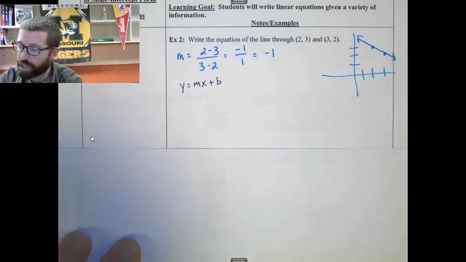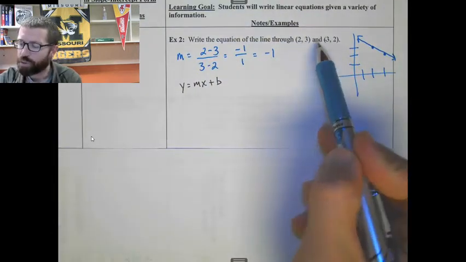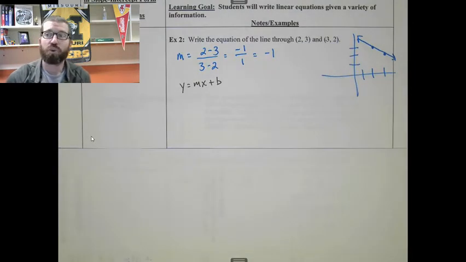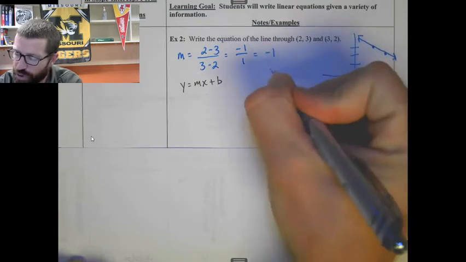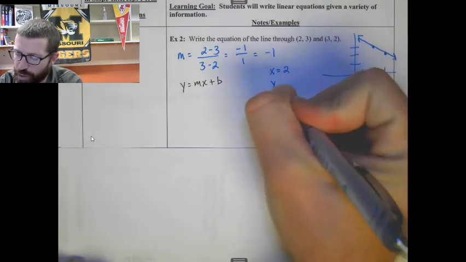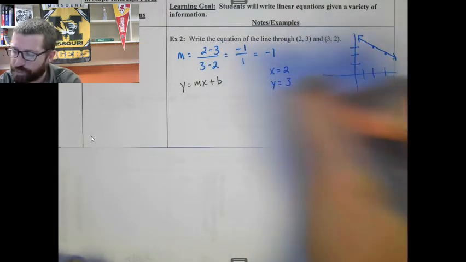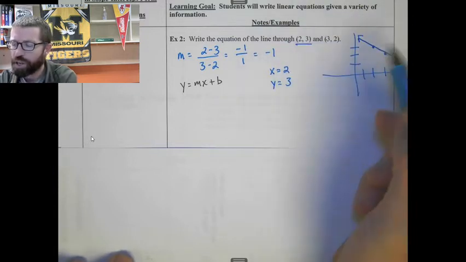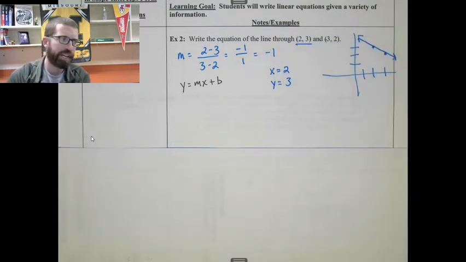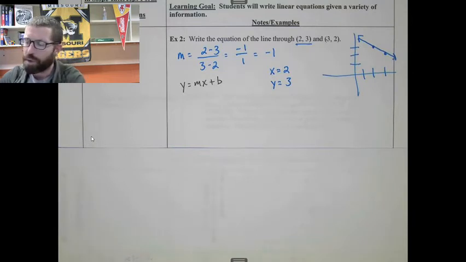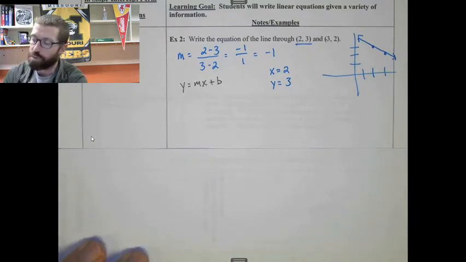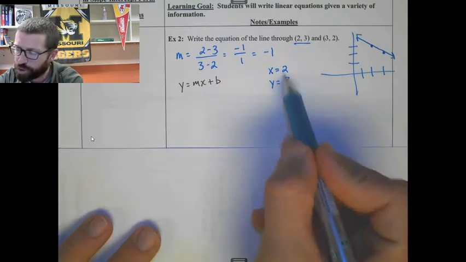And so now we get to pick 2, 3, or 3, 2. It does not matter which one you pick because they are both on the line. So as long as it's on the line, you can use the point x and y. So I'm going to use the first one, 2 and 3. If one were positive, one were negative, or a fraction or whatever, maybe you would choose the easier looking point. So here's 2 and 3.